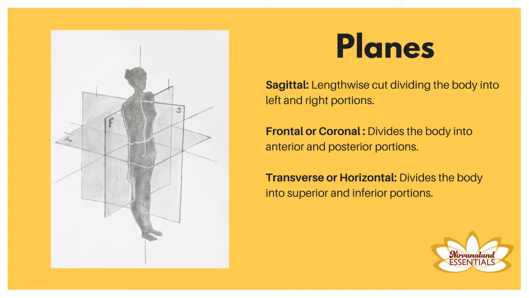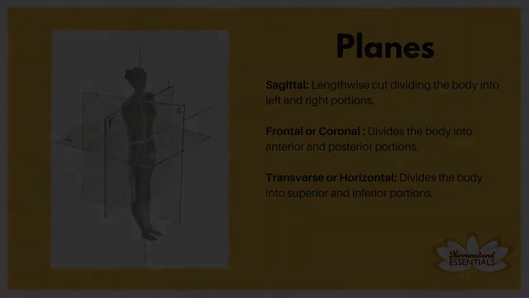The frontal, also known as the coronal plane, runs perpendicular to both the sagittal and the transverse planes. It divides the body into anterior, which is the front, and posterior, which is the back portion. The transverse, or horizontal plane, runs perpendicular to the sagittal plane. It divides the body into superior, which is the upper half, and inferior, which is the lower portion.